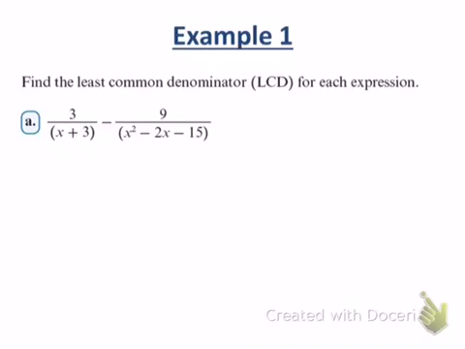Now this one just says find the least common denominator for each expression, and that's all we're going to do. We're not going to finish this out. How would I be able to see the least common denominator? What would I do? I need to factor the denominator on the right. What would the factorization of x squared minus 2x minus 15 be? X minus 5 times x plus 3.